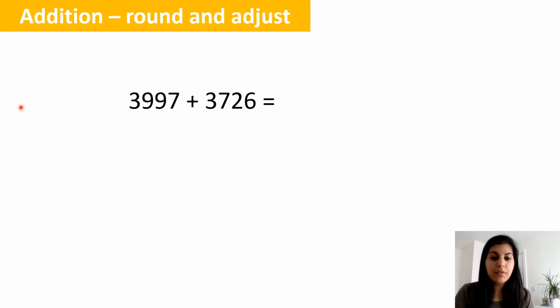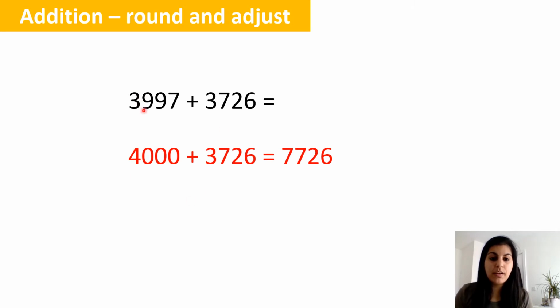So the first thing I would have done is rounded my 3,997 up to 4,000, and I would have done the calculation 4,000 plus 3,726 equals 7,726. That's a really quick mental calculation to do. Now, if you have rounded 3,997 up to 4,000, my number has actually increased by 3 because I wasn't meant to add 4,000, I was meant to add this number here. So right now my answer has 3 extra.